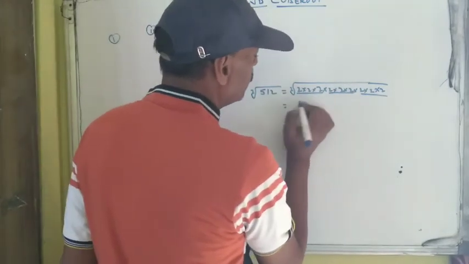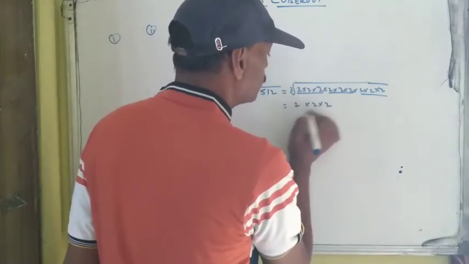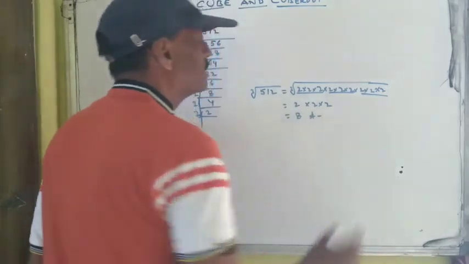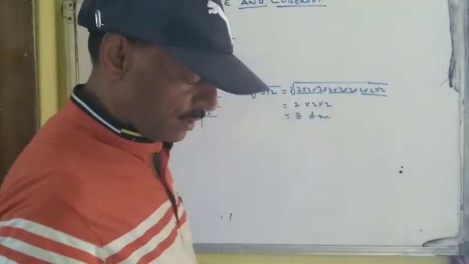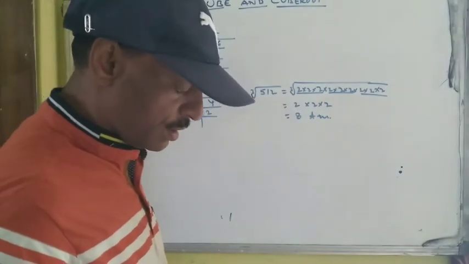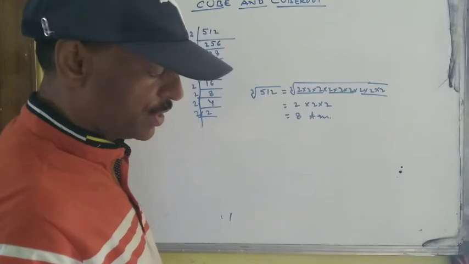For each group we will get one number outside the root. So this is 2, 2 and 2, and this is the answer. So this is the method to solve these questions. By this method you can solve the other questions also.